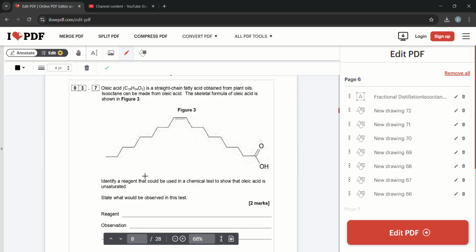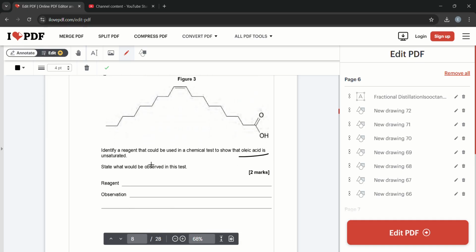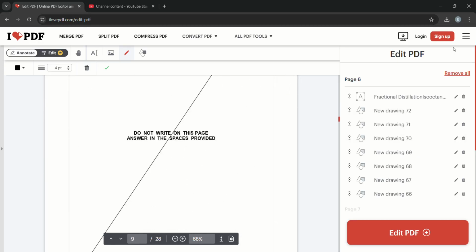3.7. Bit of information here, but it says identify the reagent to show oleic acid is unsaturated. It's going to be bromine, Br2, and the observation is going to go from orange to colourless. And that is the end of question 3.